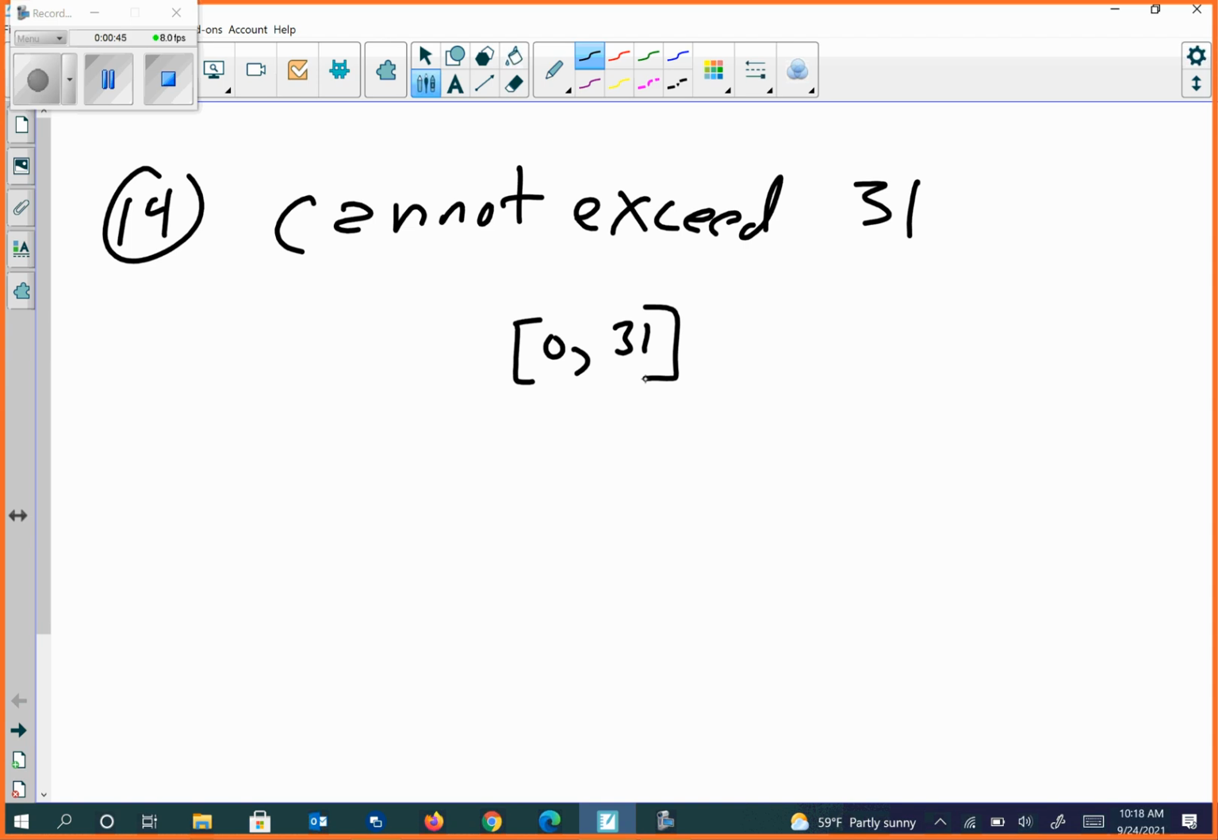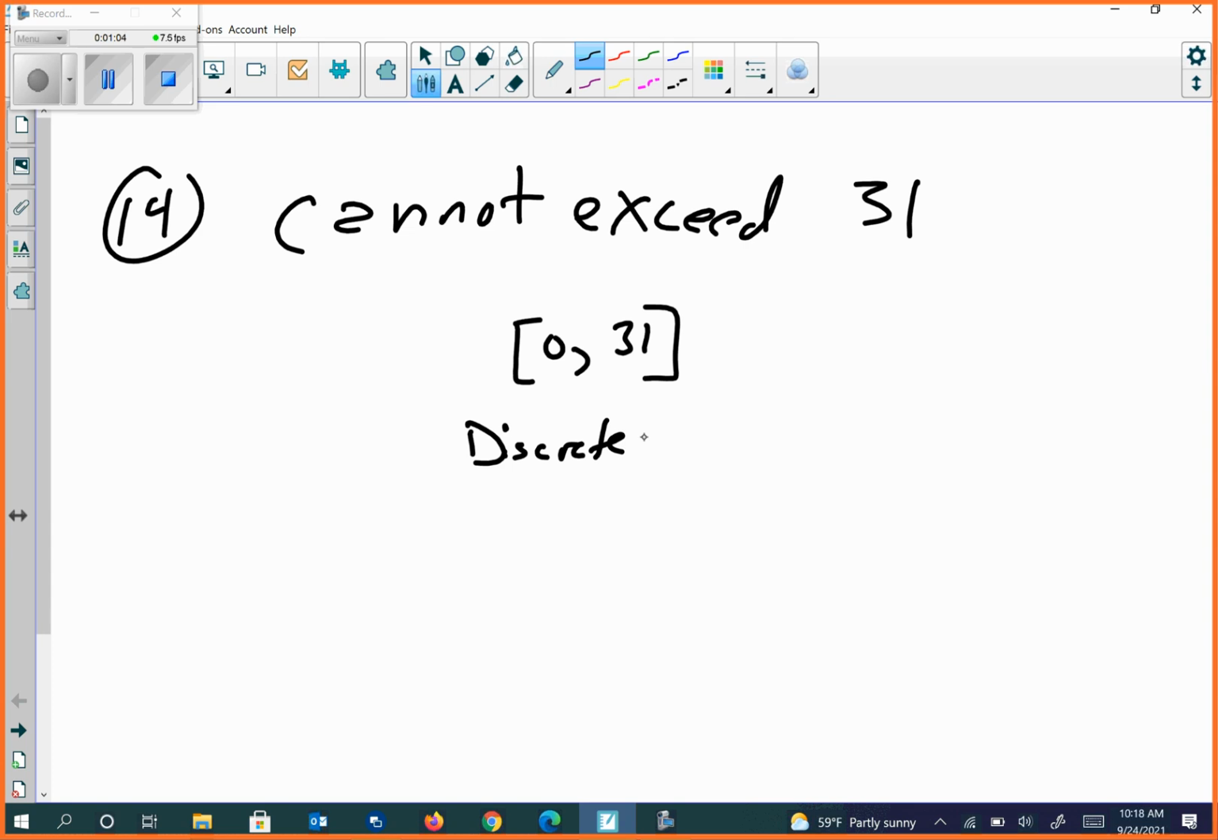Any other questions? So is it discrete? Yeah, that's definitely discrete. And the reason it's discrete is you're counting the number of people. We don't have fractional amounts of people.